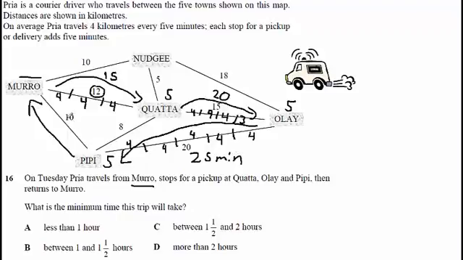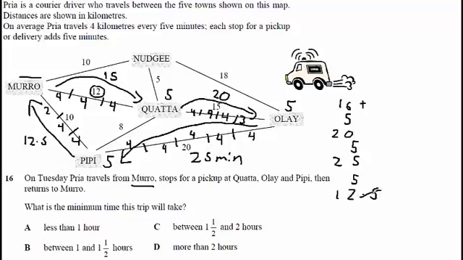And then her final leg is 10, which is 4, 4, and 2. And so we have 5 minutes, 5 minutes, and then 2.5 minutes. So we have 12.5 minutes there. And so when we add them all up, we have 15 plus 5 plus 20 plus 5 plus 25 plus 5 plus 12.5.